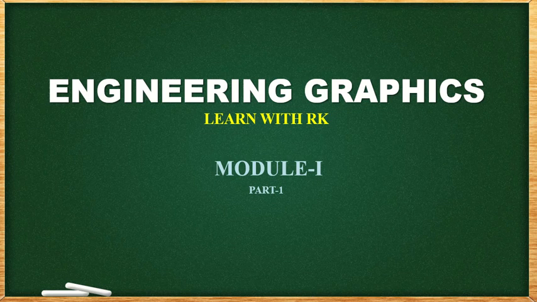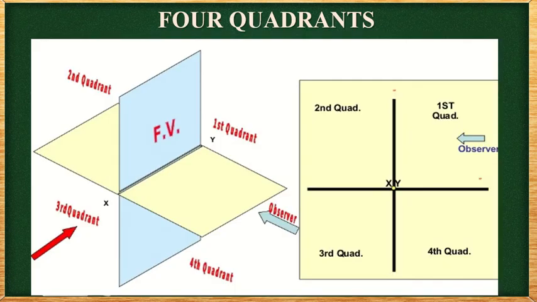Module 1 Engineering Graphics. We have projection of points and projection of lines. Before moving to the main topics, we have to go through the fundamentals of engineering graphics, that is called the quadrant concept. What do you mean by quadrants? This is the clear image, or a three-dimensional image, of a four-quadrant concept in engineering graphics.